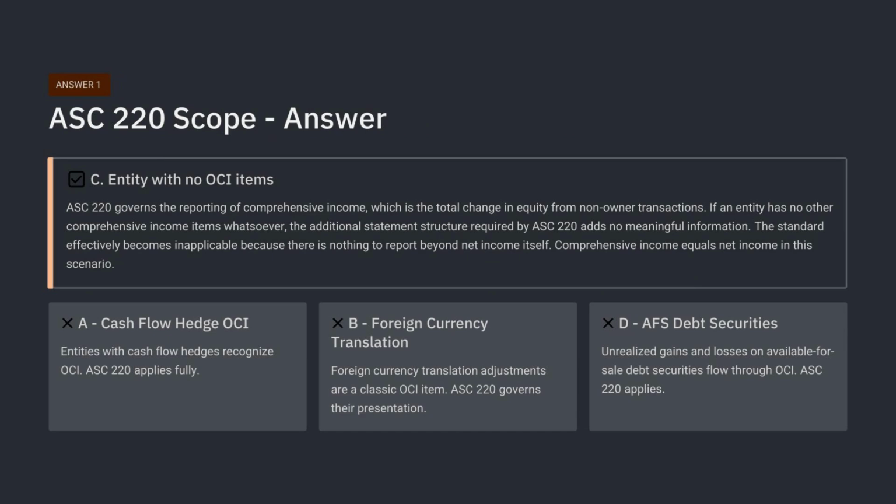ASC 220 becomes meaningful when an entity has other comprehensive income items to present. Cash flow hedge OCI, foreign currency translation adjustments, and unrealized gains or losses on available for sale debt securities are all classic OCI sources. If an entity has no OCI items, comprehensive income equals net income. So a separate comprehensive income structure generally adds no useful information. No OCI means there is no extra OCI suitcase to carry.